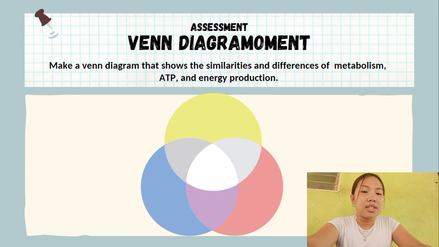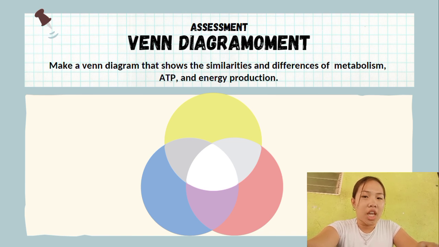So here in our diagram moment, make a Venn diagram that shows the similarities and differences of metabolism, ATP, and energy production. Write your Venn diagram on one whole bond paper and be creative in making your Venn diagram.